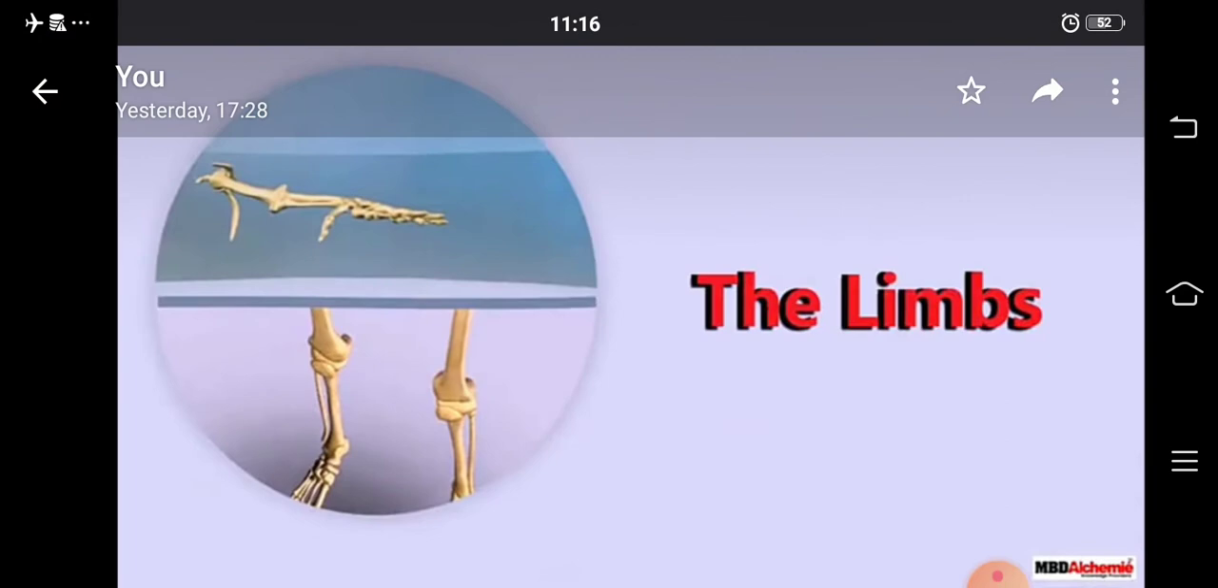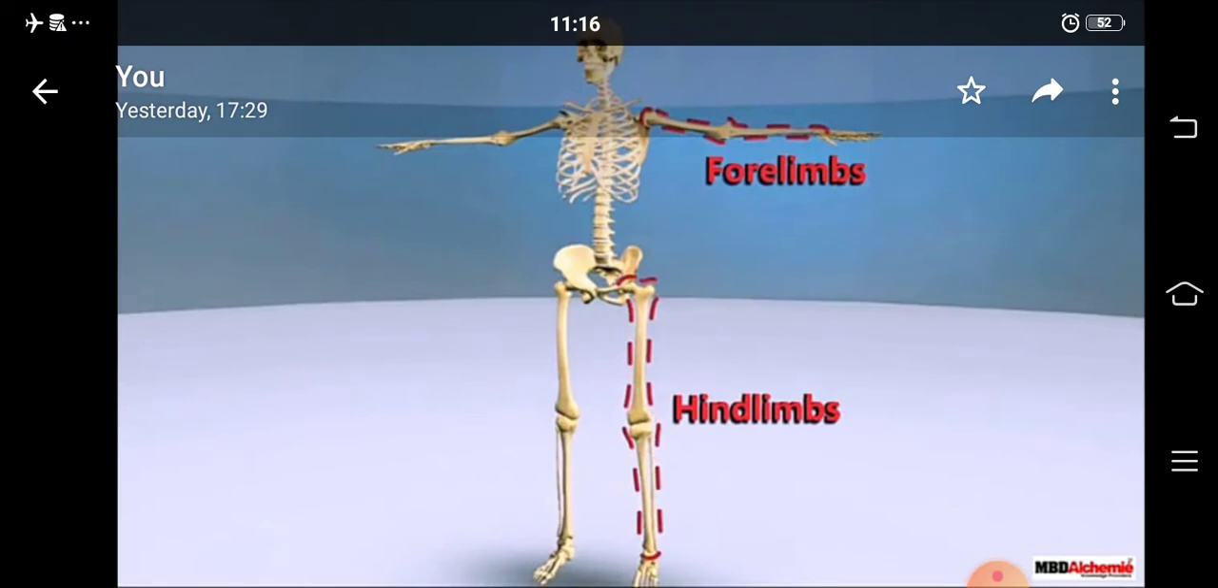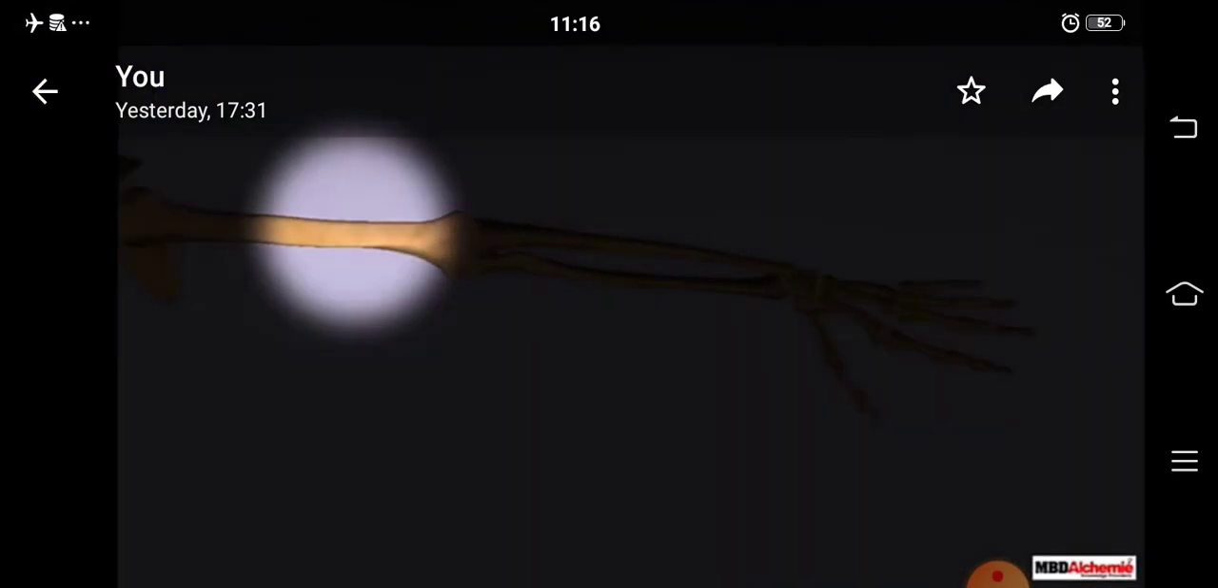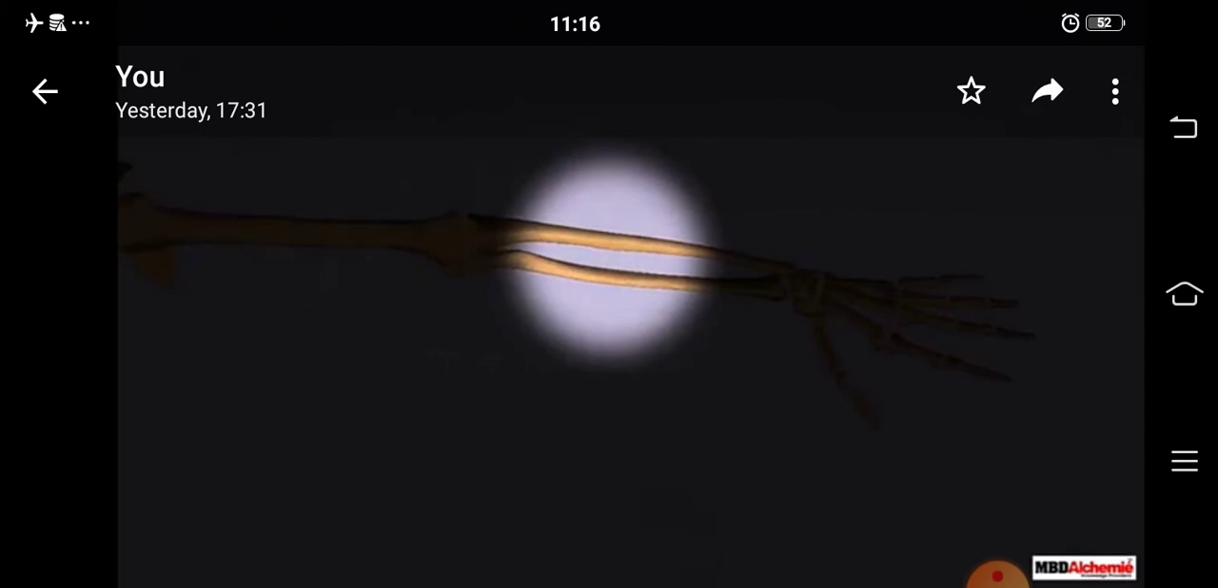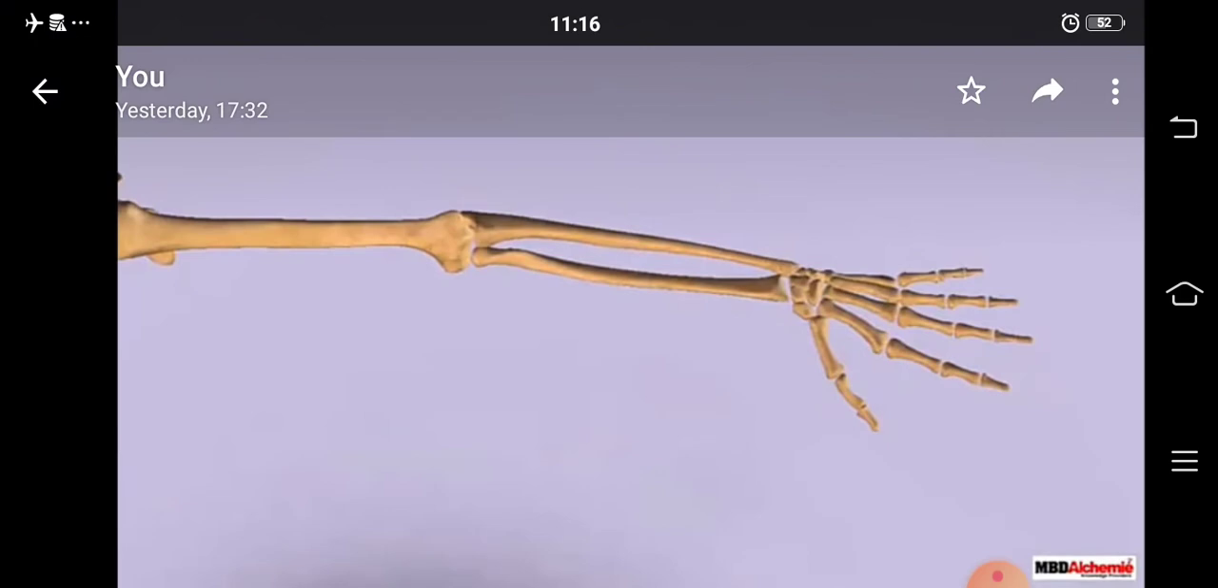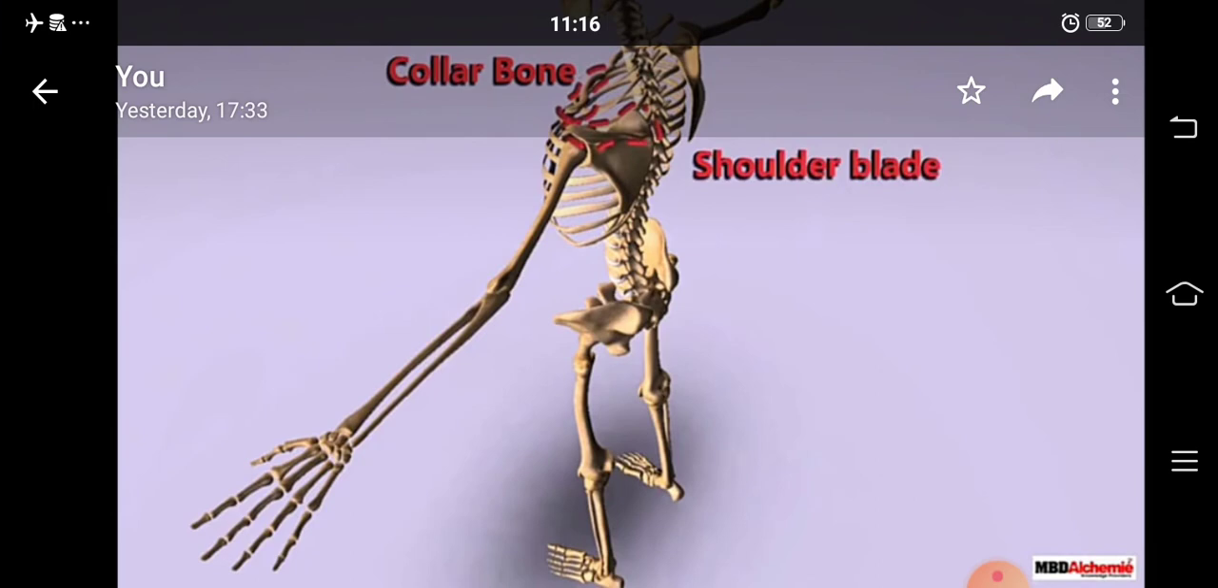The limbs constitute the last part of the skeleton. There are forelimbs and hind limbs. The bones of the arm form the forelimbs. There are three bones, one long bone in the upper arm and two small bones in the lower arm, that make the forelimbs. The bone of the upper arm is attached to the vertebrae by the collarbone and the shoulder blade.